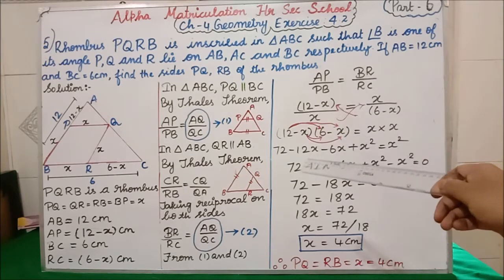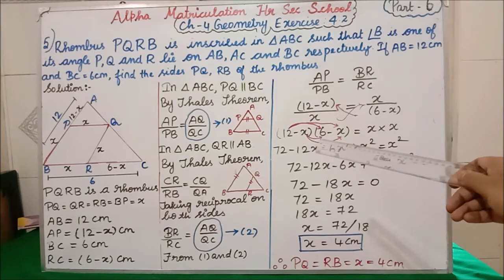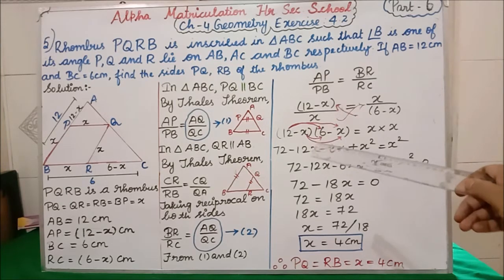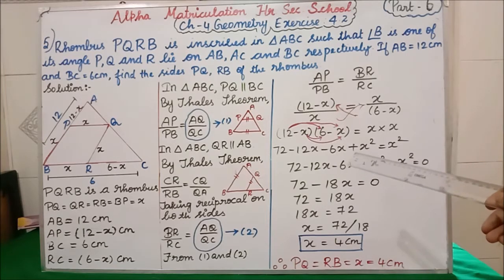12 into X, we are having minus 12X. Then minus X into 6 is minus 6X. Then minus into minus is plus, we are having X into X is X square. This is equal to X into X, which is X square. Clear all of you?